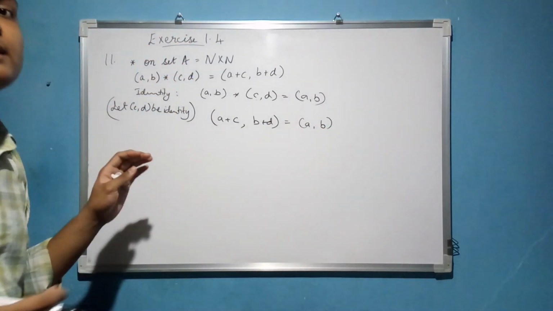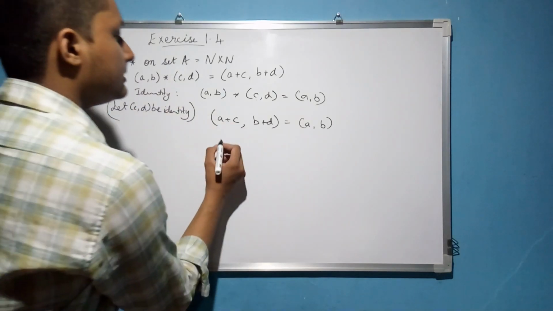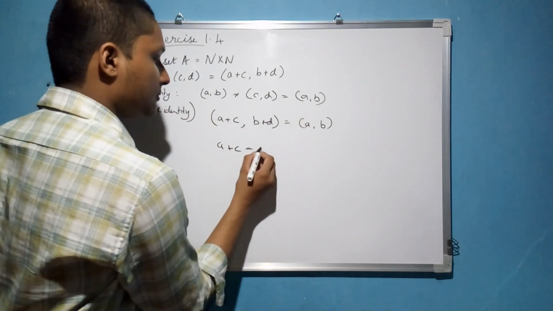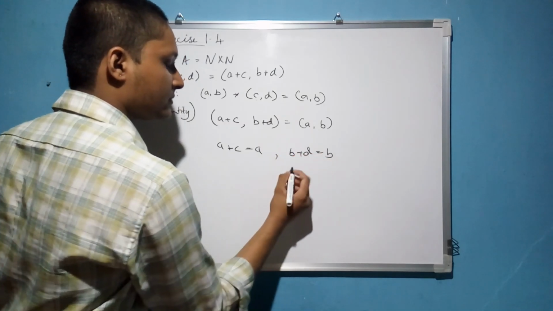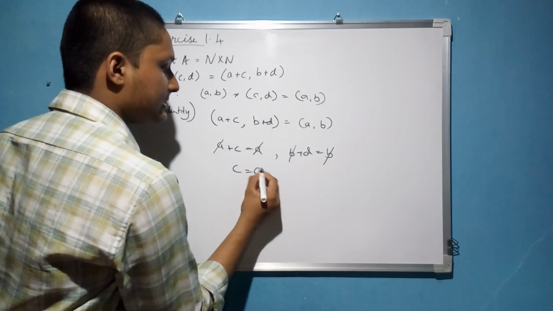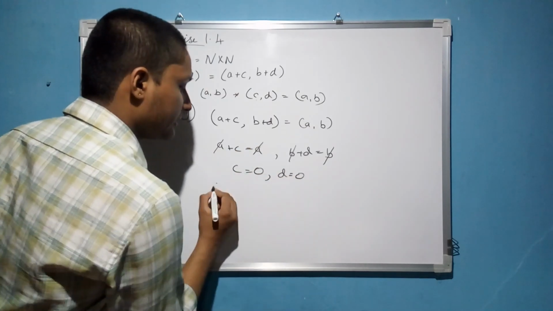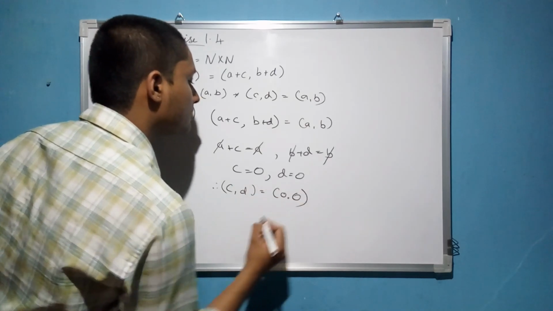So if it is an ordered pair, both ordered pairs should be the same, the abscissa as well as the ordinate should be the same, that is a plus c is equal to a and b plus d is equal to b. B and b are going to cancel, a and a are also going to cancel, because c is equal to 0, d is equal to 0, therefore (c, d) is equal to (0, 0).